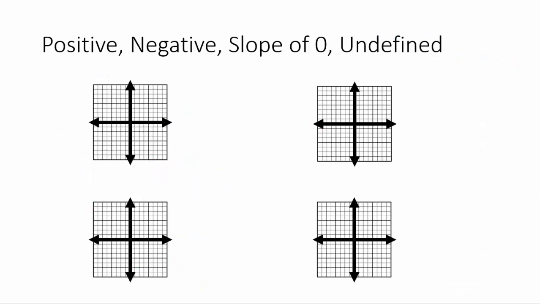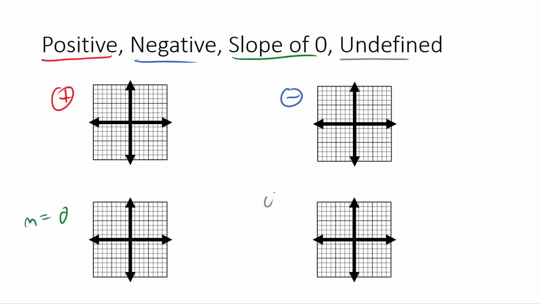Okay, so just as a rule of thumb, this will help you when you get into graphing different lines here. We'll look at positive. We're going to look at negative. We're going to look at a slope of 0, so slope, or m equals 0. And we're also going to look at an undefined slope, or no slope, again, would be the other way to say that.